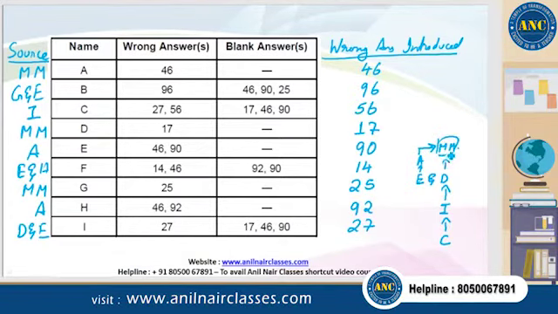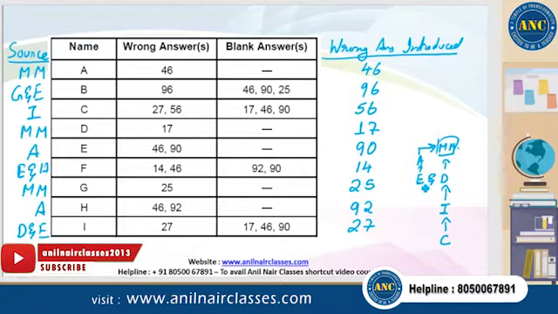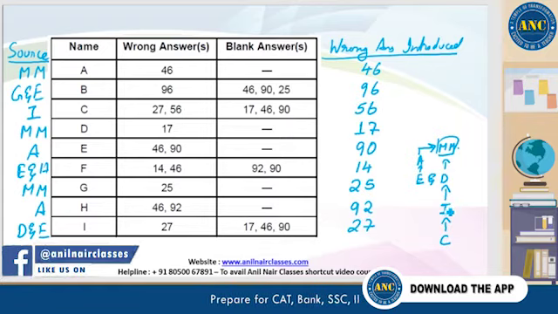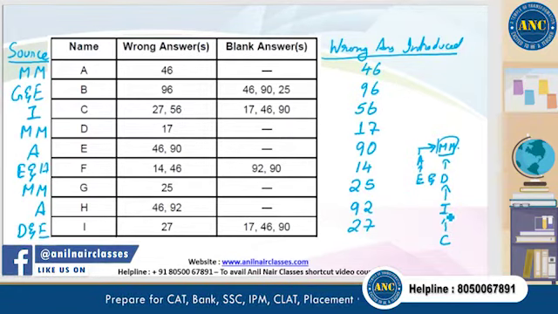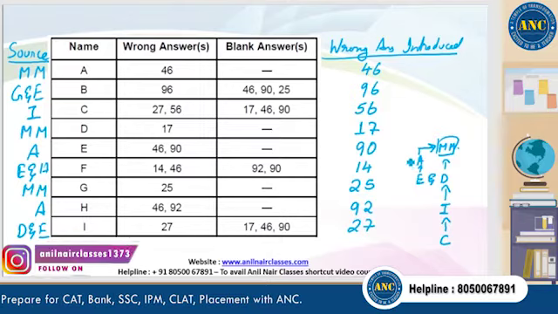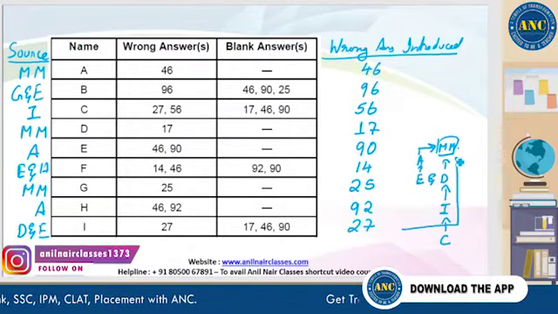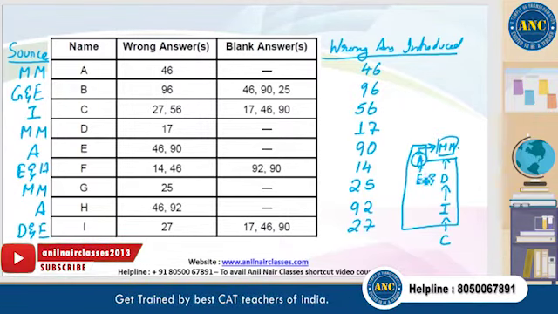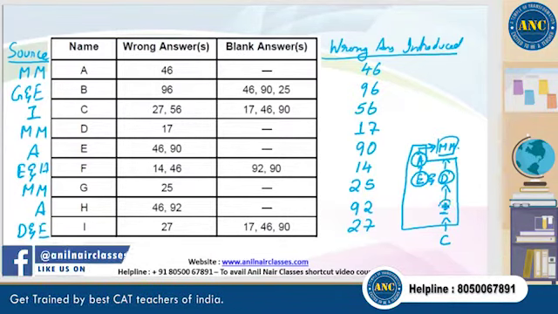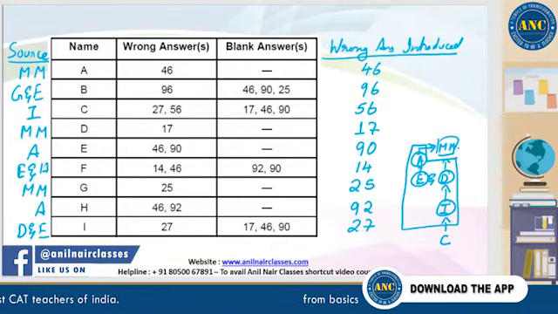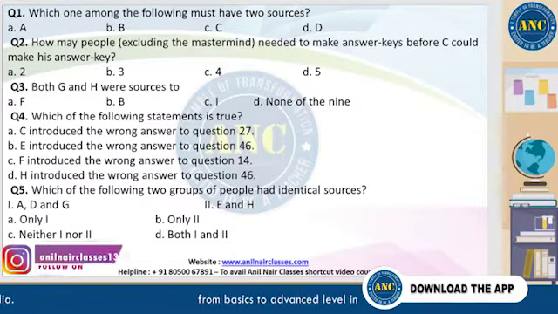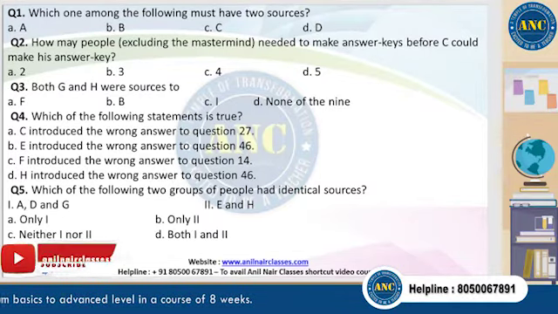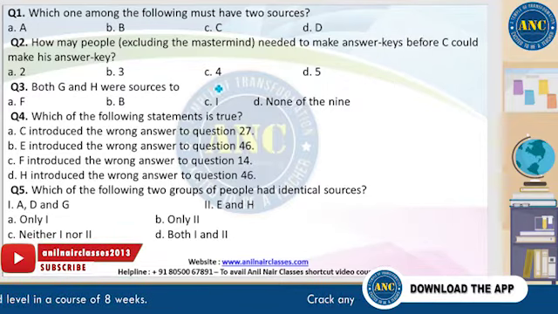So the mastermind is here. After that, A copied and D copied. Then E copied from A, while I copied from D, and C copied from I. So the question was asking how many people apart from the mastermind needed to work on the answer key before C could work. A had to finish, E had to finish, D had to finish, and I had to finish. Which means there were 4 people who had to work, excluding the mastermind, before C could make his or her answer key. There are 4 of them.